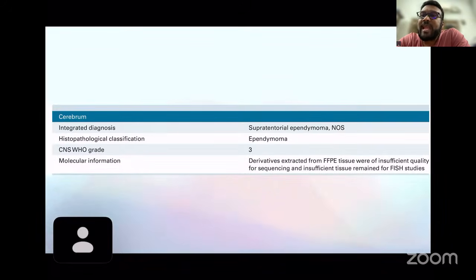The WHO grade based on the histology that they see is going to be 3. And the molecular information here, NOS, why NOS? Because the tissue was not sufficient. Whatever tissue they had, derivatives extracted from the tissue were of insufficient quality for sequencing and insufficient for FISH studies. So all this will be specified, so that it is easier to place additional therapy if needed for the patients, for example, radiotherapy or chemotherapy.